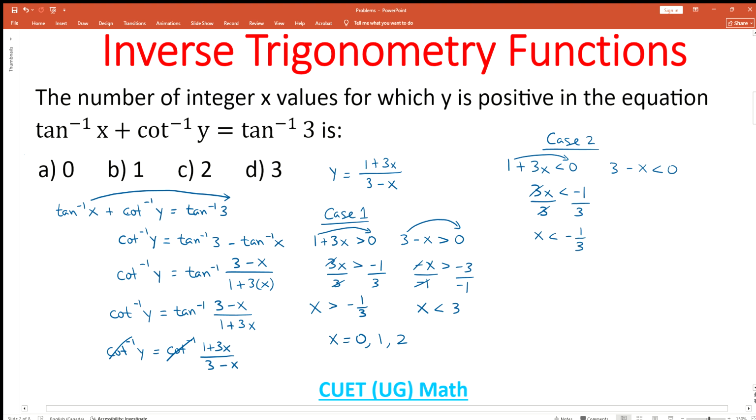Now we can solve the second one. We can move 3 to the right side. I get negative x is less than negative 3. Next, we can divide both sides by negative 1. We flip the inequality sign. I get x is greater than 3. There are no x values that are less than negative 1 over 3 and greater than 3. That means for no x value will the numerator and denominator be negative. So from case 2, we get no solution.